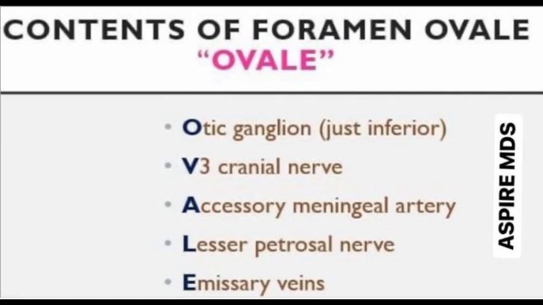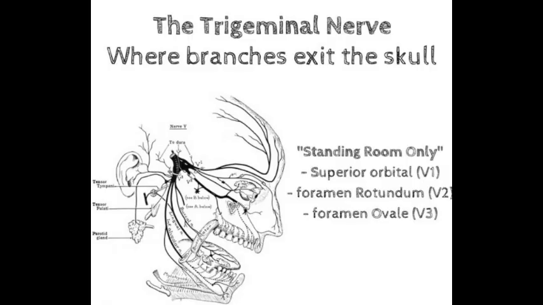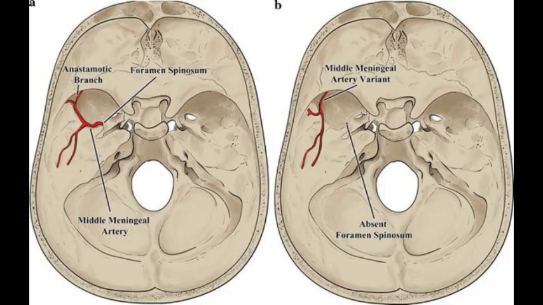And as a cute mnemonic to remember the sequence of the foramen that each trigeminal nerve division passes through, some people use SRO, some people use standing room only. That stands for the superior orbital fissure, the foramen rotundum, and the foramen ovale for V1, V2, and V3 respectively. Now, the middle meningeal artery passes through the foramen spinosum.